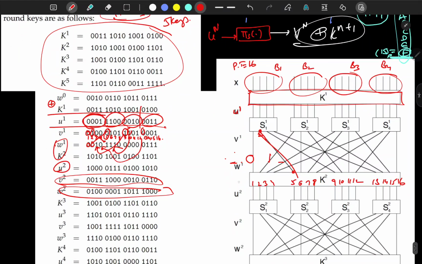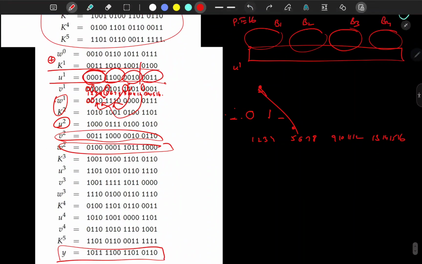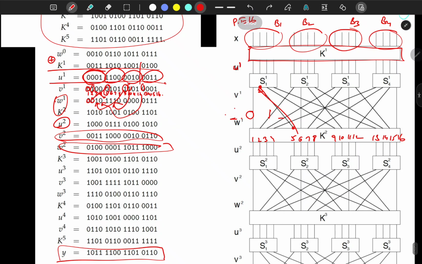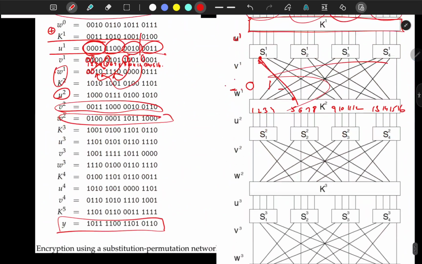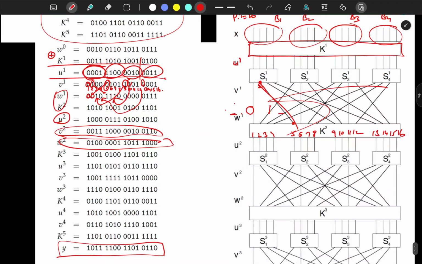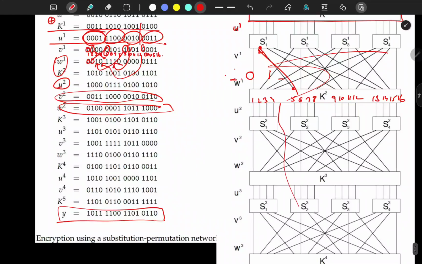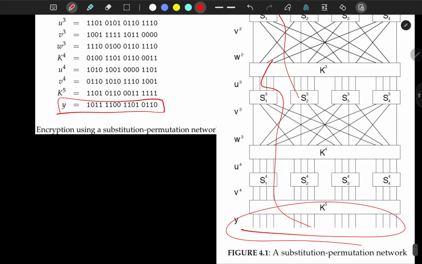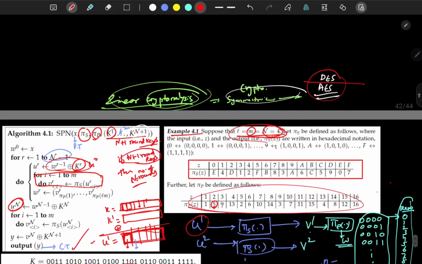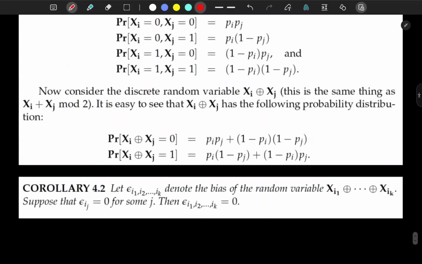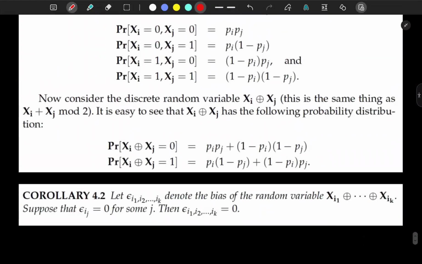Finally we form W dash. Once W dash is formed, you know what to do: XOR with the round key. We have to do this continuously, and finally achieve Y. That's very simple. So this is all about the working of the SPN, the basis of linear cryptanalysis. Easy. So now we will go to the next concept.